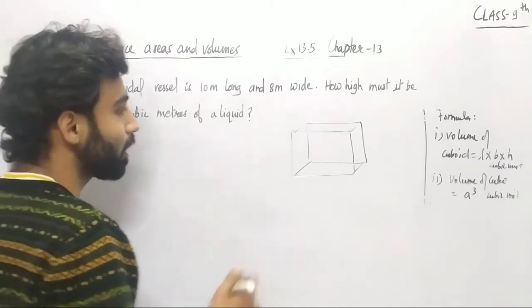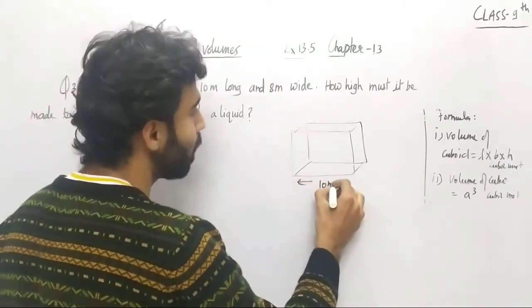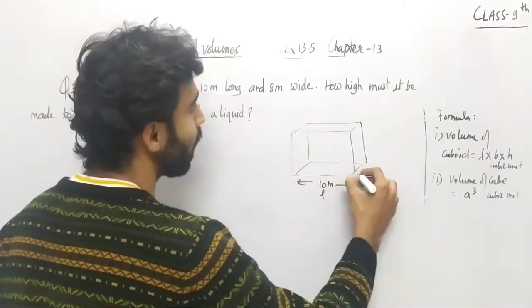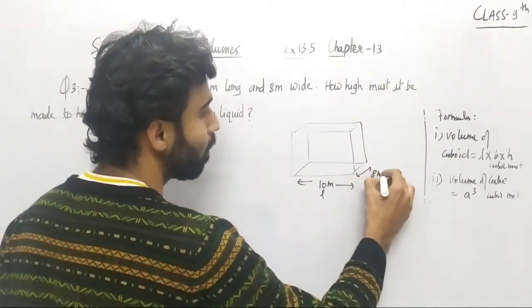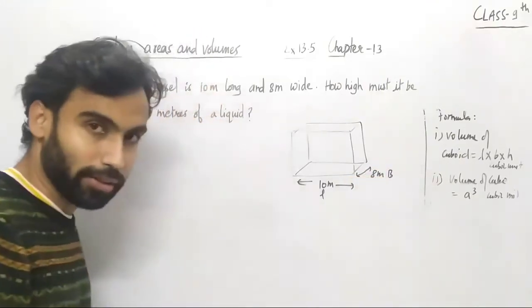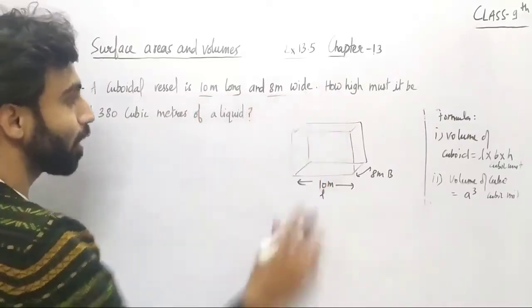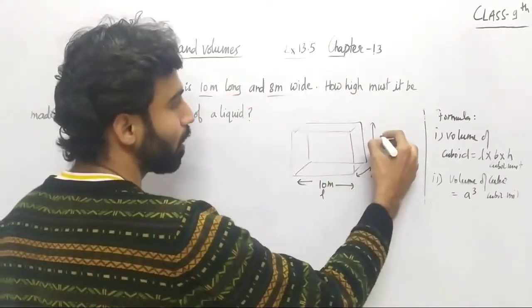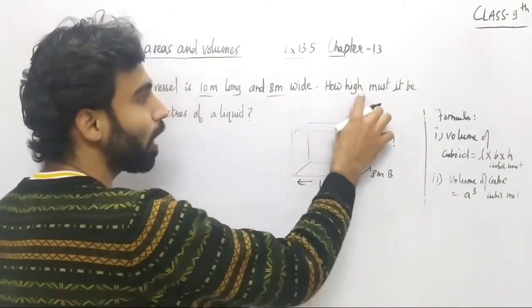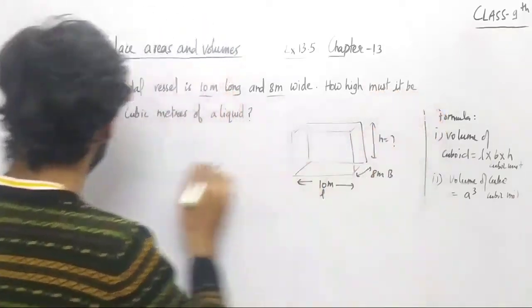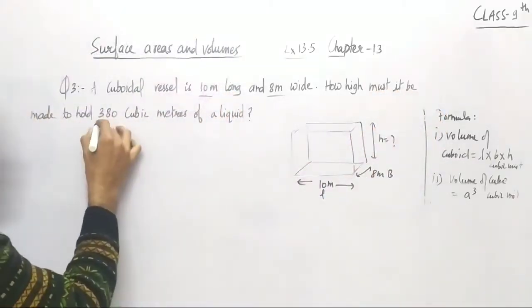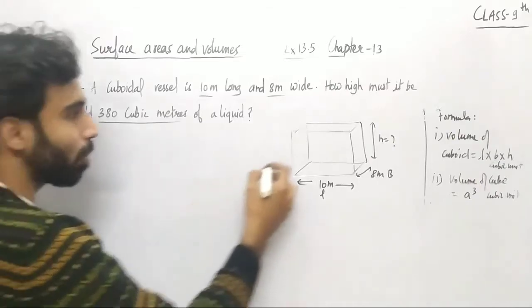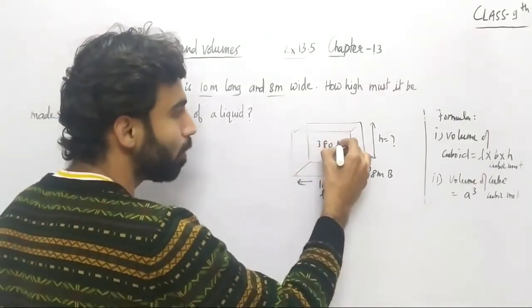अब यहाँ पे आप देख सकते हैं इसकी जो length given है that is 10 meters. So this is the length and you can see it is 8 meter wide. So that is the breadth, right? So यहाँ पे हमें length और breadth given है and we don't know the height of it, right? So how high must it be made to hold 380 cubic meter, right? So यहाँ पे हमें क्या given है, 380 meter cube.